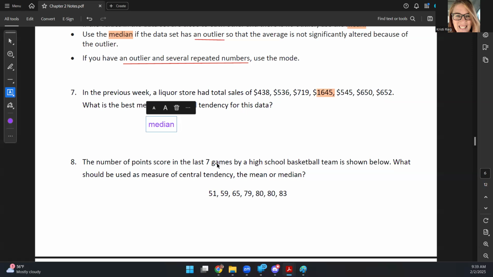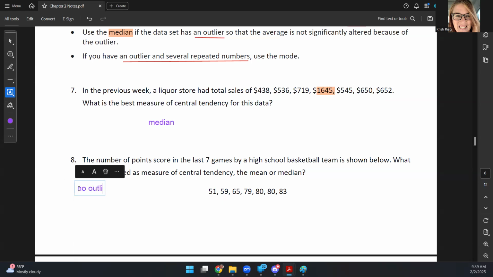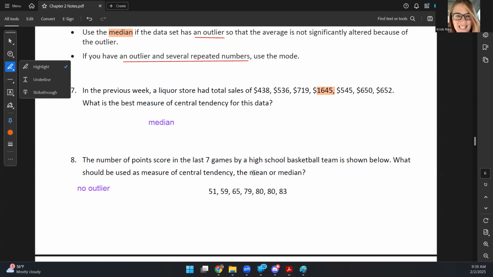All right, last but not least, it says, should we use the mean or the median with these basketball scores? And what I'm seeing in this list is there's no outlier. So therefore, the better choice between mean and median would be the mean. Because really, the mean is the best choice.